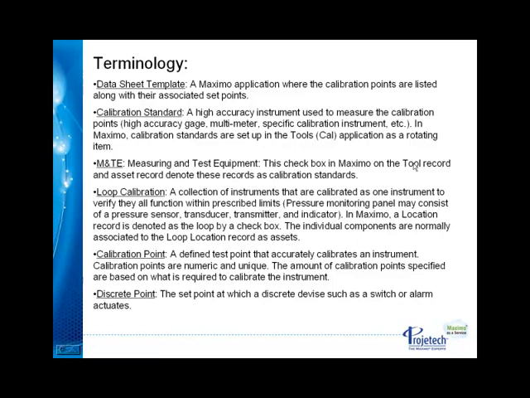Calibration point is a defined test point that accurately calibrates an instrument. Calibration points are numeric and unique. The amount of calibration points specified are based on what is required to calibrate the instrument. And discrete point. This is the set point at which a discrete device, such as a switch or alarm, will actuate.